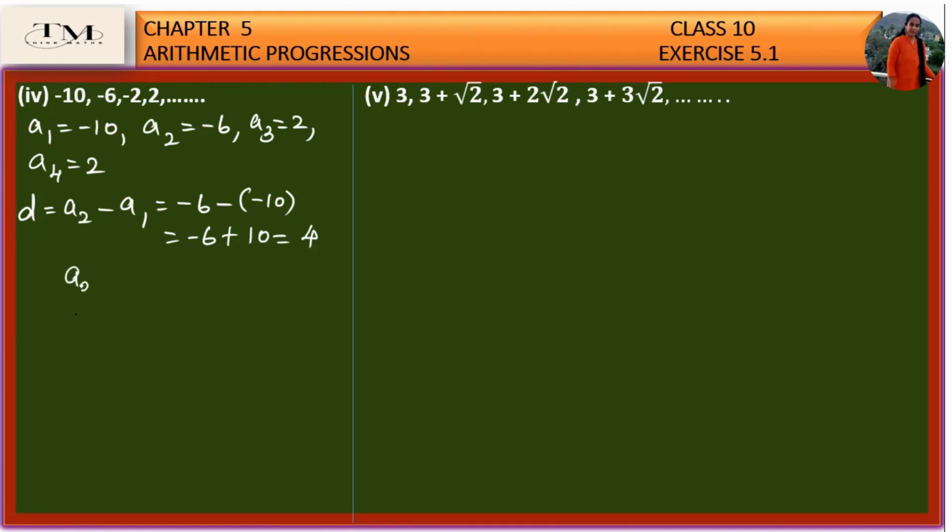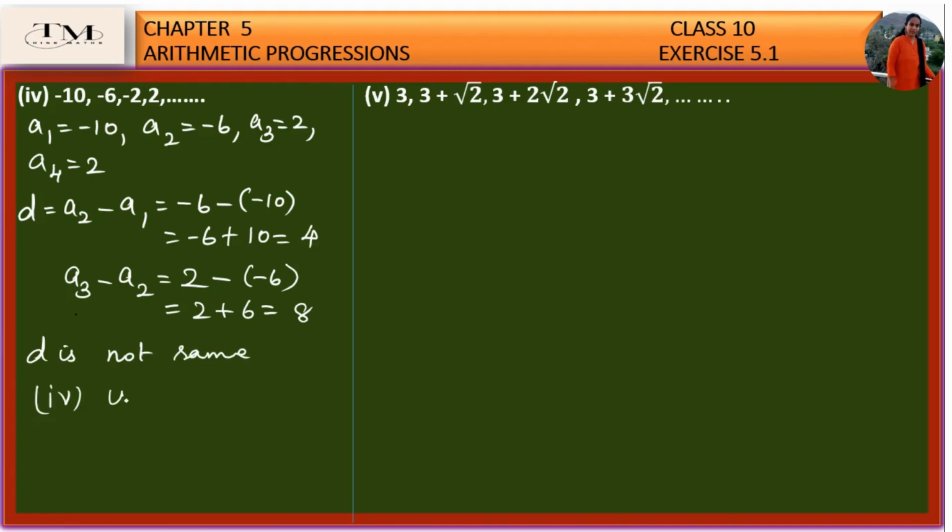Next one, A3 minus A2. What is A3? It is 2, minus, what is A2? A2 is minus 6. So 2 minus into minus plus, it is 6. 2 plus 6, it is 8. Here we got different numbers. So if you get different numbers, you can stop with this. So then we can say D is not same. If it is not same, then the fourth one is not an arithmetic progression. Okay, children.